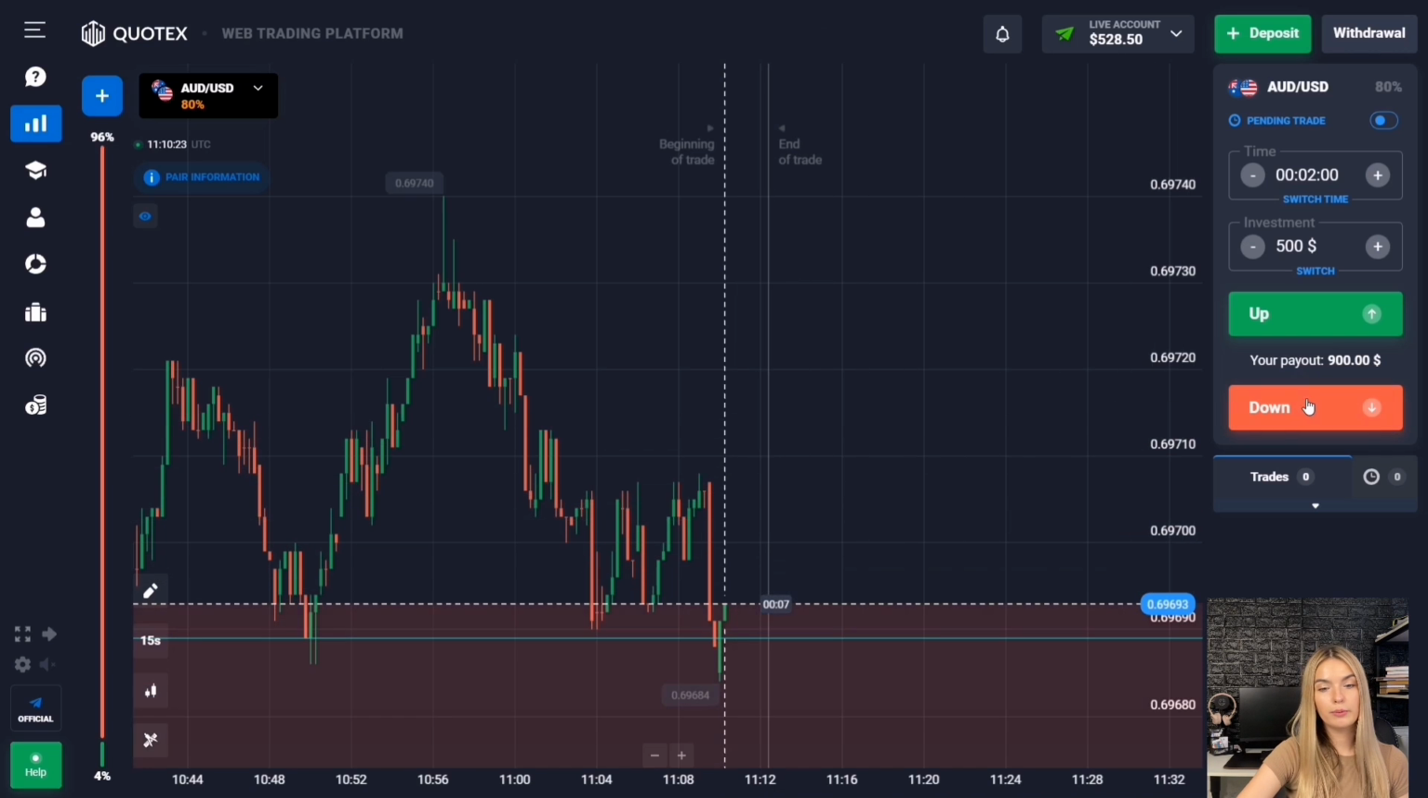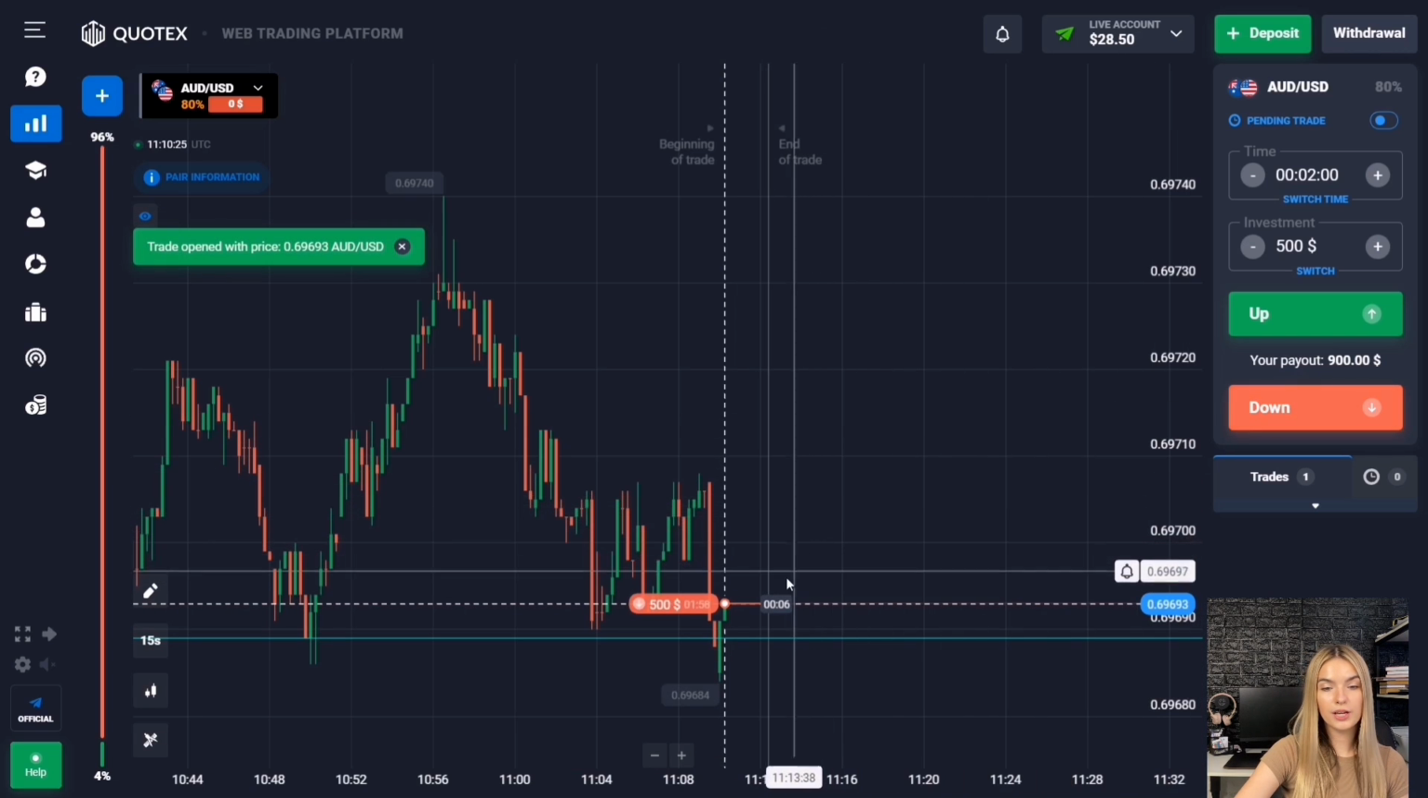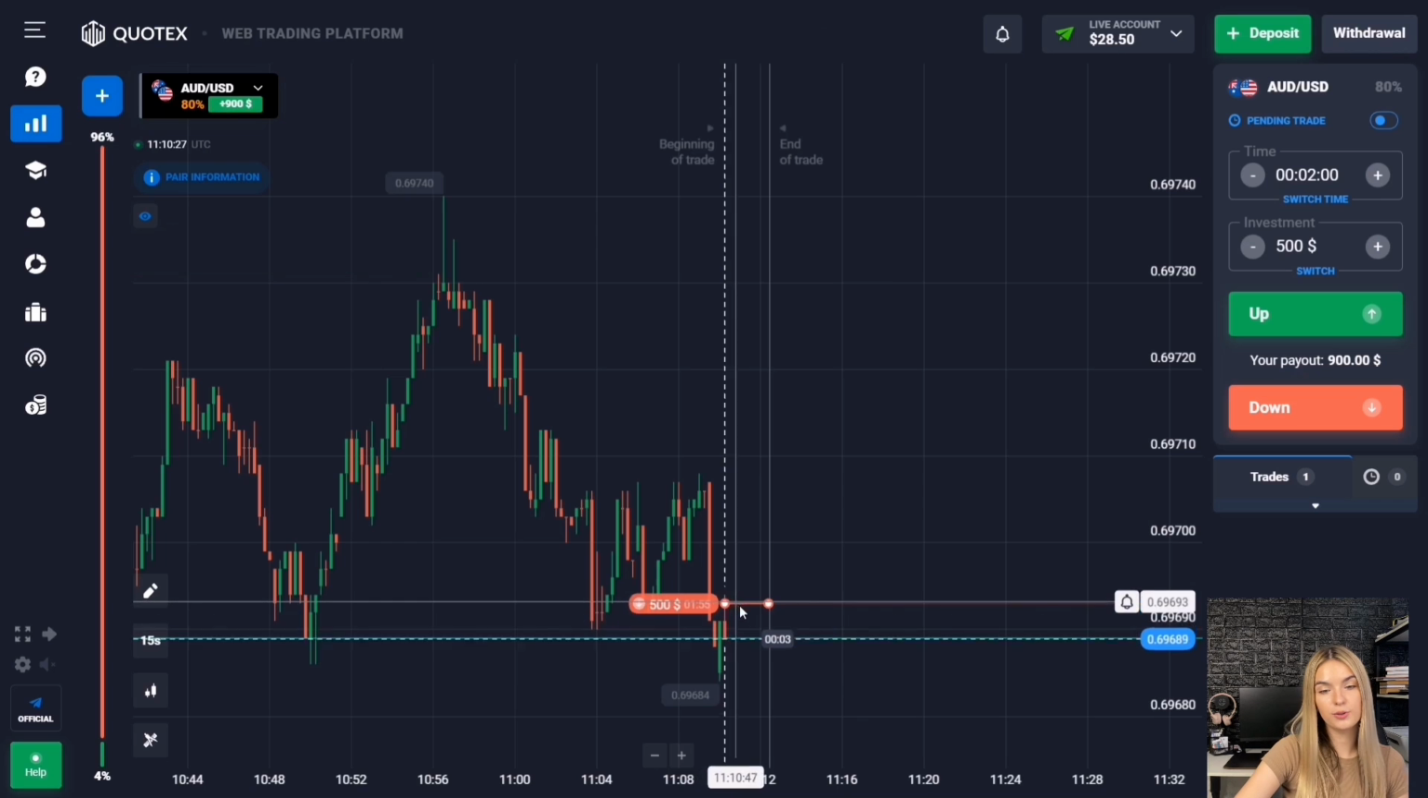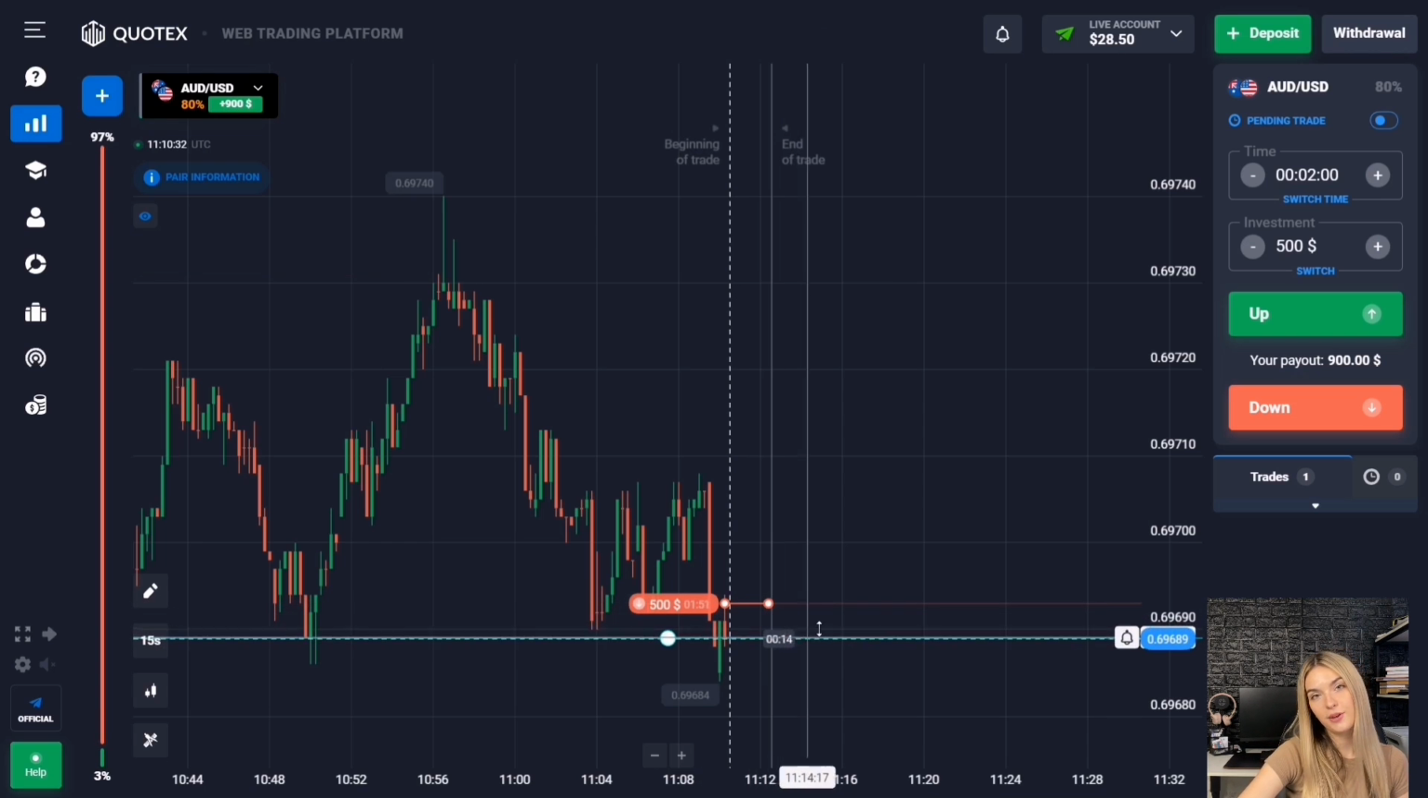I think that this level will be broken in the near future, the full price will go down because the price here also has a good potential for a decrease. I think 2 minutes here will be quite enough and so guys, let's wait for the end of our deal.